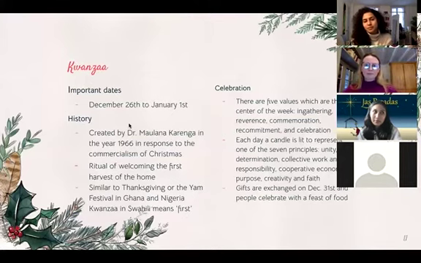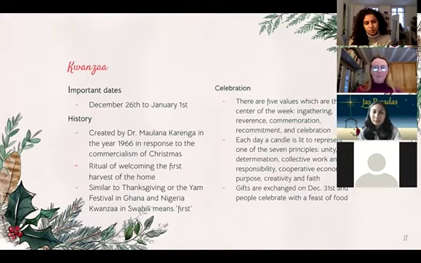Kwanzaa is celebrated right after Christmas, from December 26th to January 1st. So some history about Kwanzaa. It was created by Dr. Maulana Karenga in the year of 1966, so not too long ago, because Christmas was a little too commercialized. It celebrates the ritual of welcoming the first harvest of the home. It is very similar to Thanksgiving or the Yam Festival in Ghana and Nigeria.